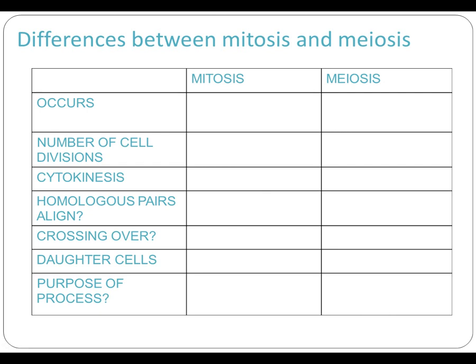Crossing over occurs following meiosis? Yes. Which phase though? Only during prophase 1 does it occur. The total number of daughter cells produced following mitosis is two, and following a complete round of meiosis there are four. Why don't you add in there the ploidy? Yes, you guys are both correct. For mitosis, it's two diploid cells. For meiosis, it's four haploid cells.